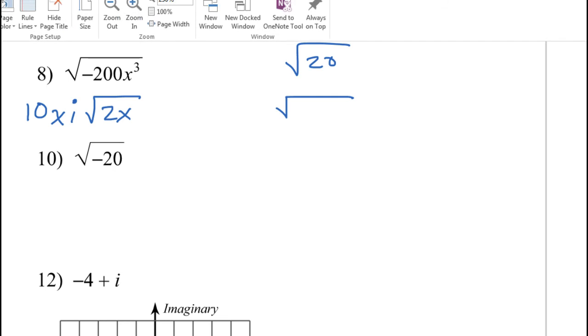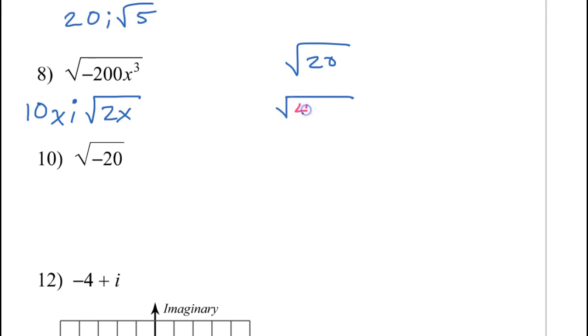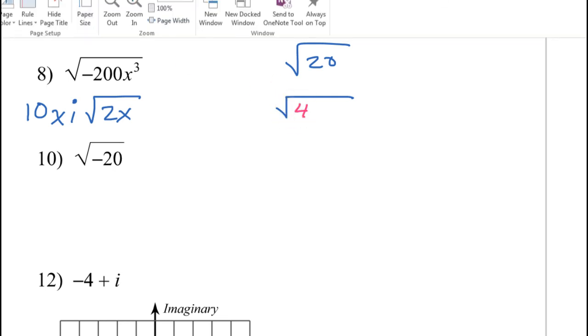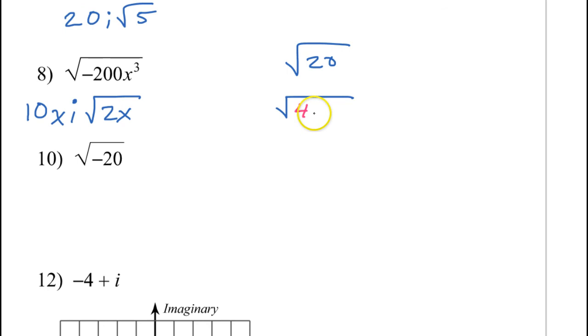So we're looking at 4 times 5. And then the square root of 4 is 2, so that's going to be outside of the radical. And then the 5 is going to remain trapped inside of the radical. So because of the negative sign, that's going to be an i. So the final answer will be 2i radical 5.